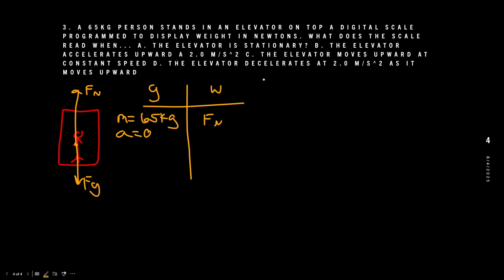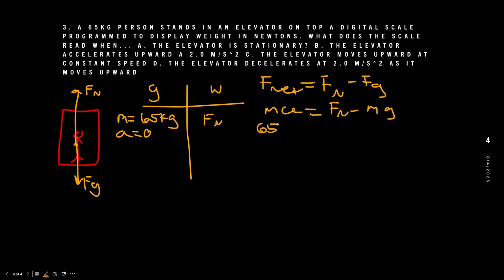So our equation would be F net equals Fn minus Fg. So we could expand this formula. Ma equals Fn minus mg. We could plug in what we know. m is 65 times 0, so that'll just cancel out, equals Fn minus 65 times 9.8. Then just isolate Fn. And we get Fn equals 637 newtons.